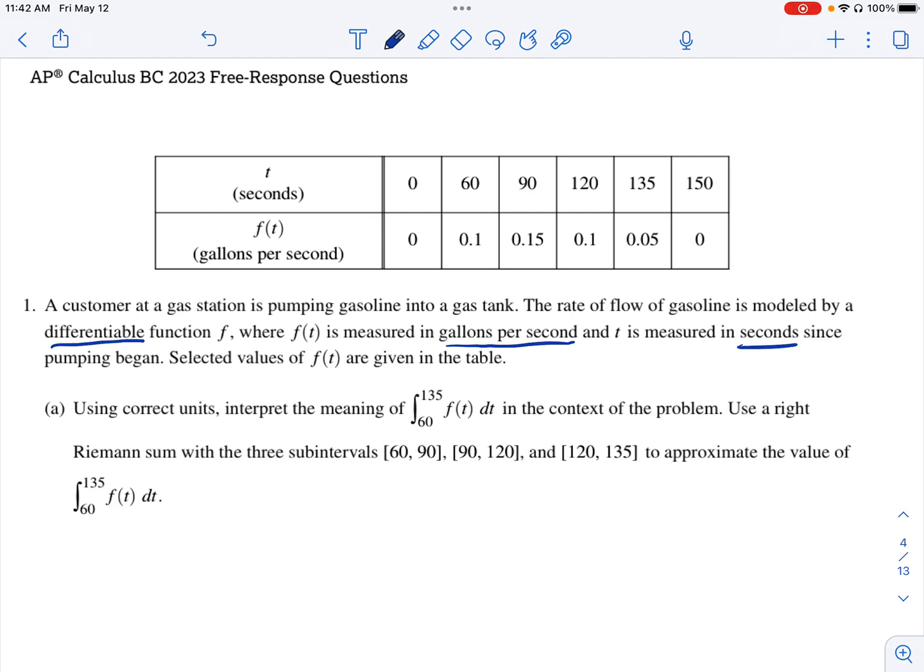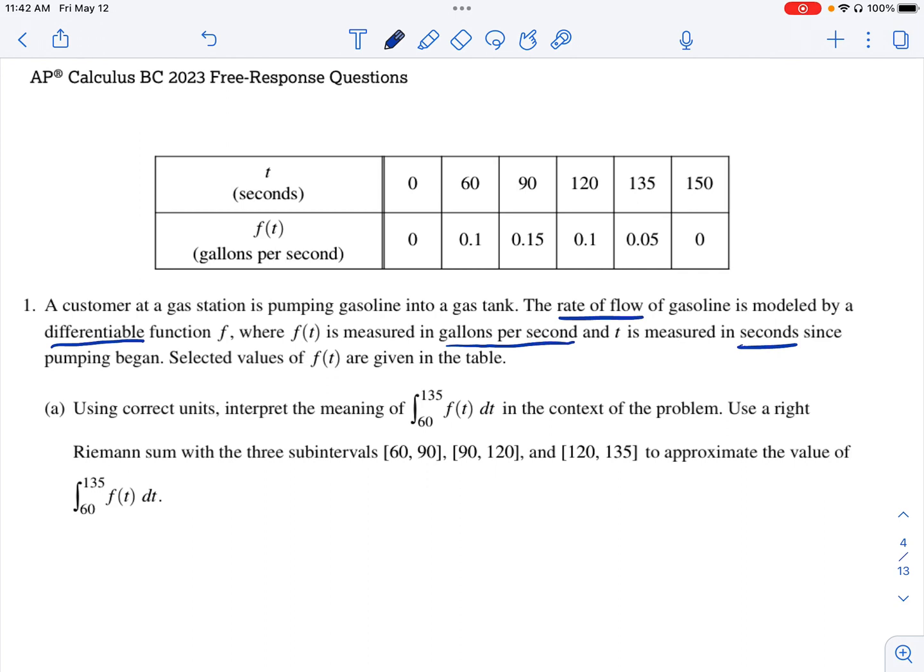So it's important to also note that this function that we are given, F of t, is giving us a rate of flow. It's not giving us the amount of gasoline, but actually the rate of flow of gas, and that will come in handy later on. So we'll take a moment, look at the table, and in part A, it's asking us in correct units, interpret the meaning of the definite integral from 60 to 135 of f of t in the context of the problem.